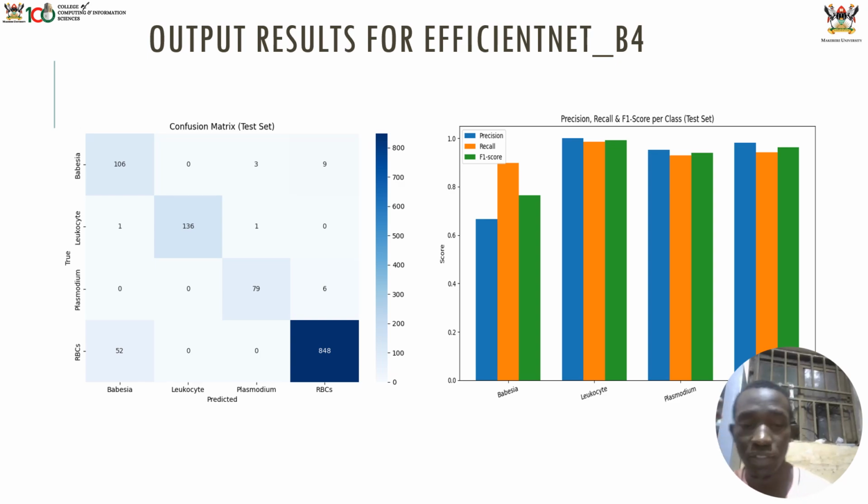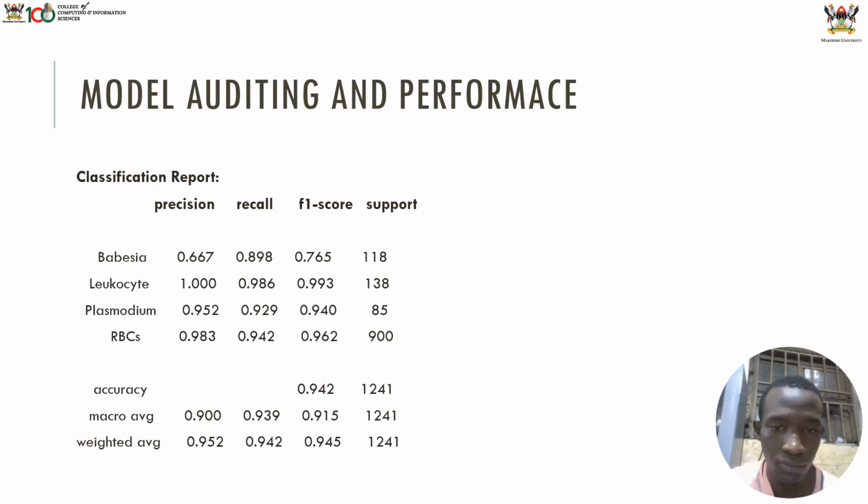but recall remains still high. Then the overall performance of our model demonstrates a strong and balanced performance across all the classes, with only minor improvements needed for Babesia classification. This was the model auditing report and the performance.